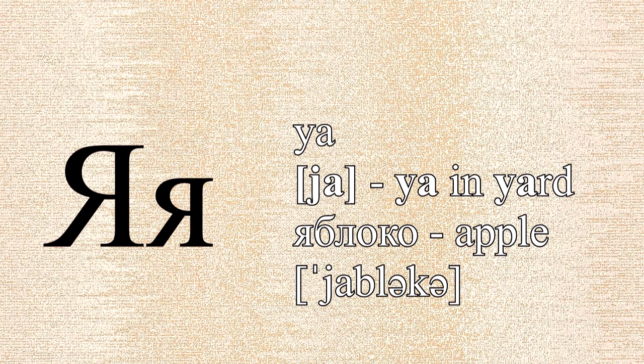Letter Я, буква Я. Pay attention. It looks like a reversed English R, but it's Я, like in yard. For example, яблоко, apple.